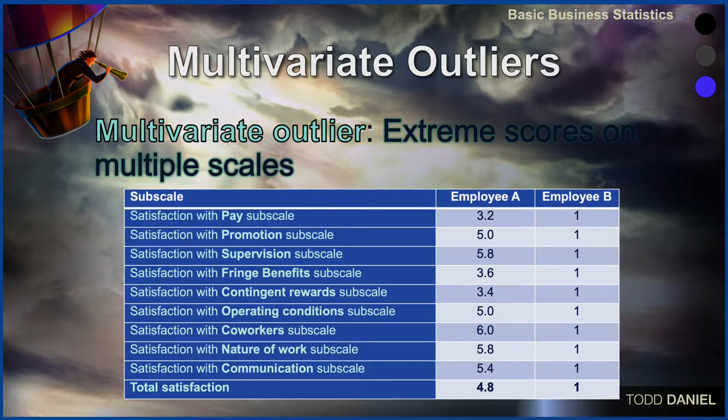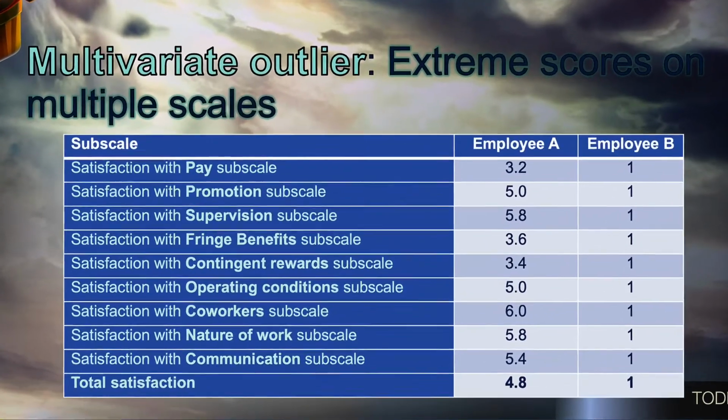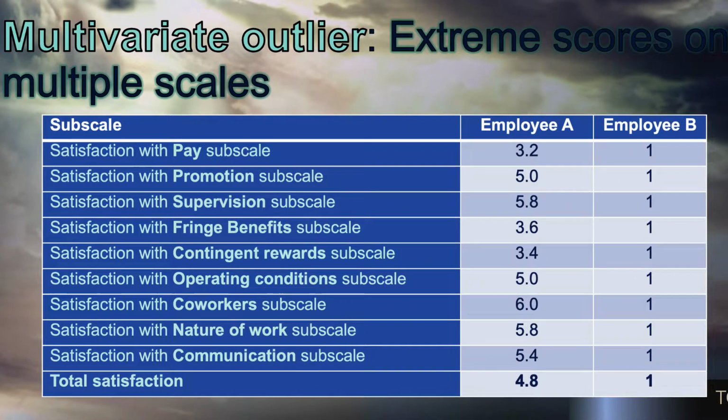Again, we have employee A and employee B. But now, instead of simply considering the satisfaction with pay, we're considering multiple scales that measure the construct of job satisfaction, such as satisfaction with pay, satisfaction with promotion, supervision, fringe benefits, contingent rewards, operating conditions, co-workers, the nature of the work, and communication. By combining all of the scores on all of the subscales, we have a measure of total satisfaction, or global job satisfaction.